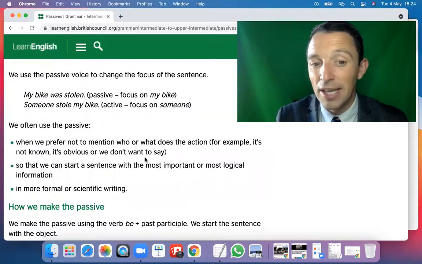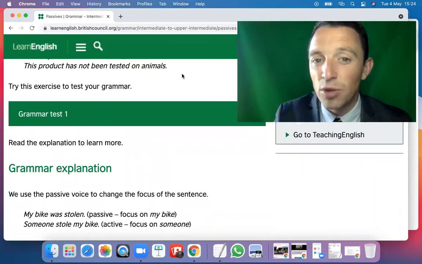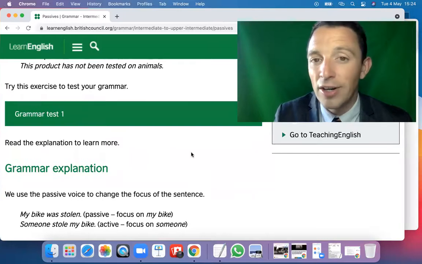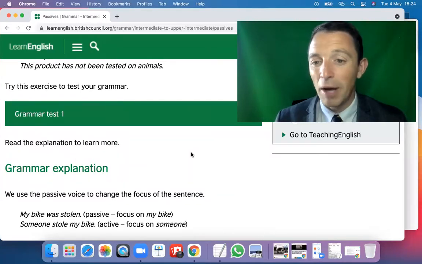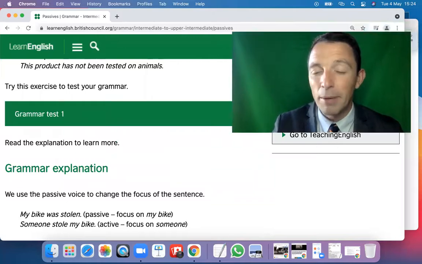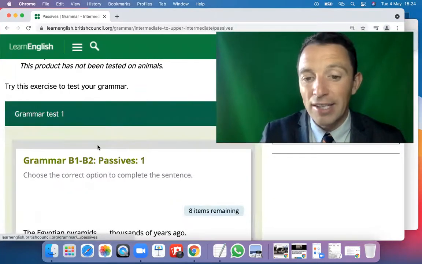So this document, this page from me, is very, very good quality because it's a really useful website to learn very clearly the correct English grammar. And for me, it's an excellent website. So I recommend that you use this website frequently if you can. So let's look at grammar test one.